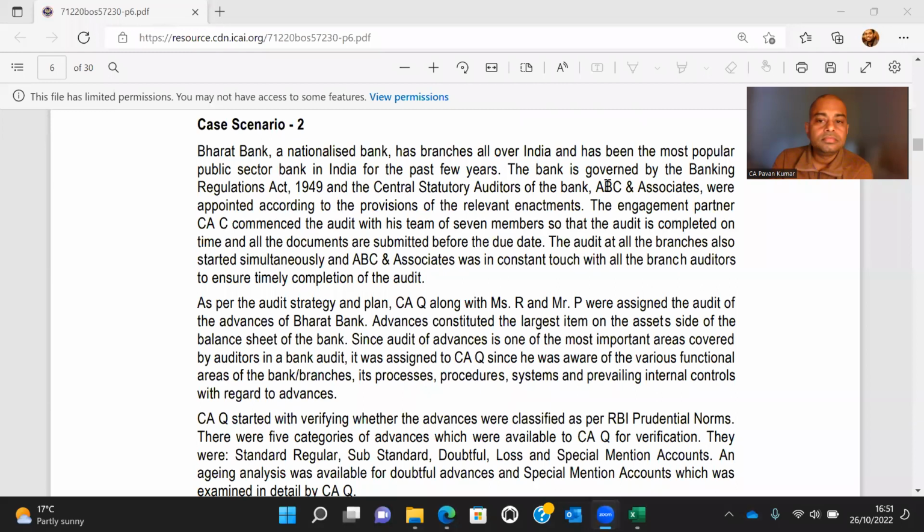Bharat Bank, a nationalized bank, has branches all over India and has been the most popular public sector bank in India for the past few years. The bank is governed by the Banking Regulations Act 1949, and the central statutory auditors of the bank, ABC and Associates, were appointed according to the provisions of relevant enactments. The engagement partner, CA, commenced the audit with his team of 7 members so that the audit is completed on time and all the documents are submitted before the due date. The audit at all the branches also started simultaneously, and ABC and Associates was in constant touch with all the branch auditors to ensure timely completion of the audit.